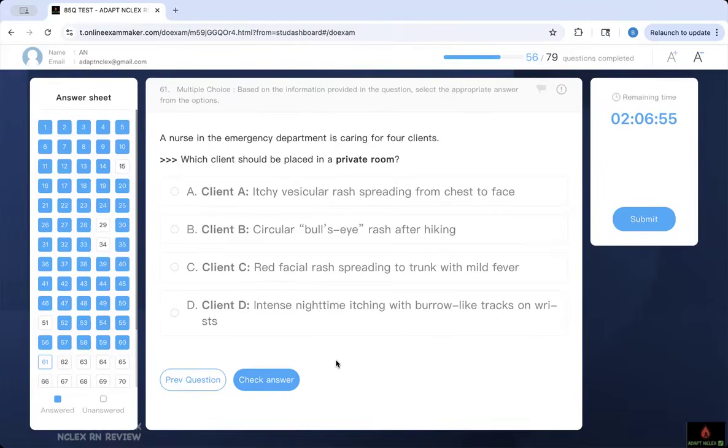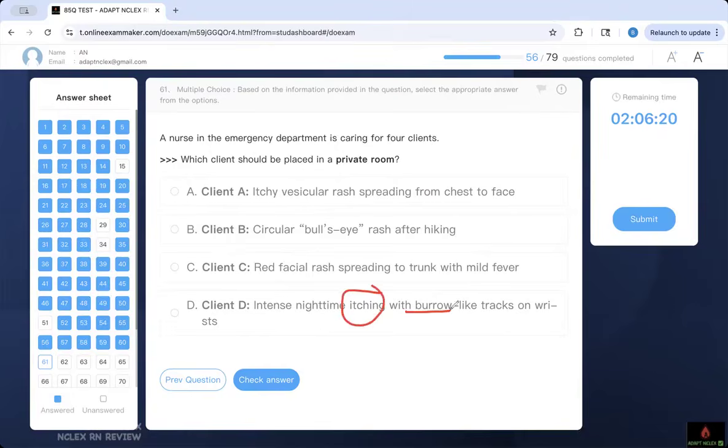This one looks intimidating. Client A, B, C, D. It does not matter. I give you the diagnosis and I spread it. Itchy vesicular rash spreading from the chest to the face. What diagnosis will you give it? Circular bullseye rash after hiking. Red facial rash spreading from the trunk and mild fever. Intense itching, night itching with burrow-like tracks on the wrist. If you don't know, I will show you the key words in the question.